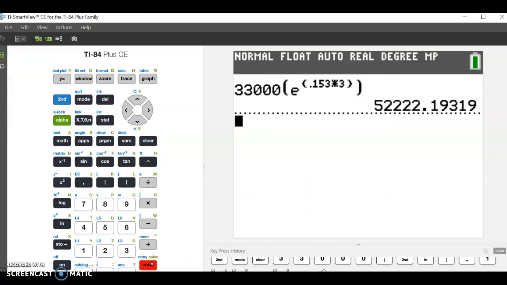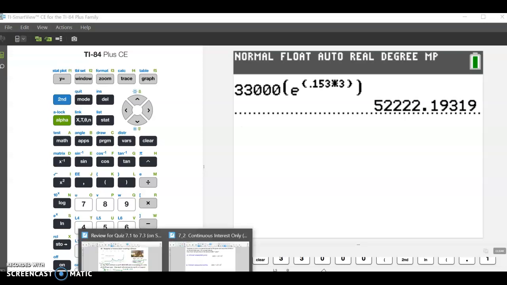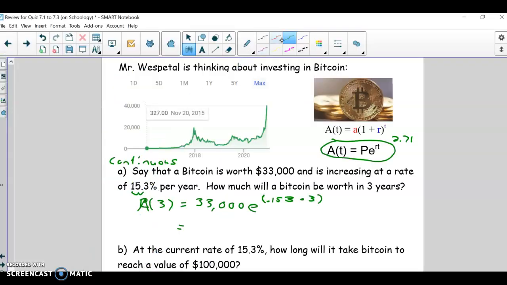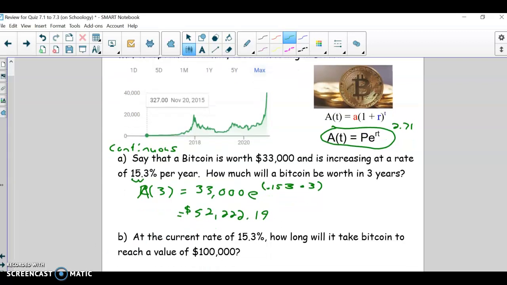So now I'm just gonna hit enter. Okay, and I'm at $52,222.19. So quite a bit after just 3 years. That's actually a really good deal. Right, that's quite a bit. In just 3 years, it went up, not quite double, but getting close to it.